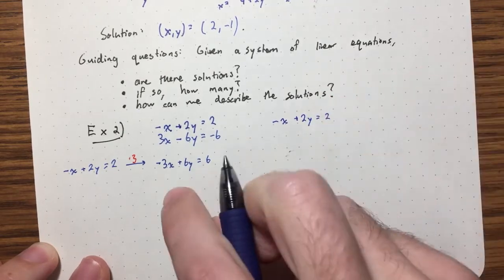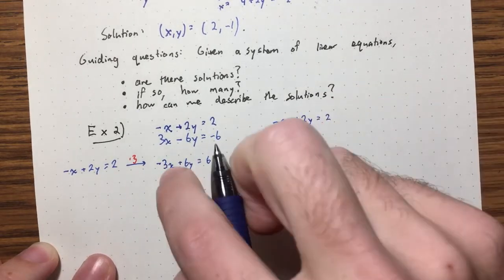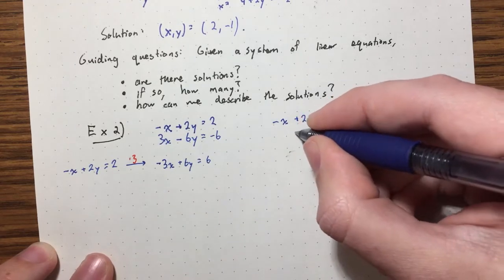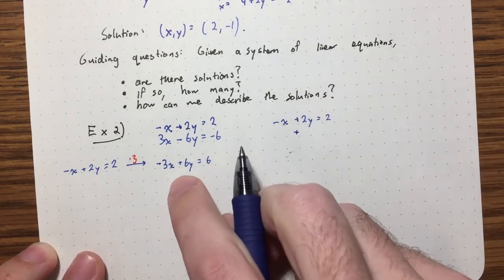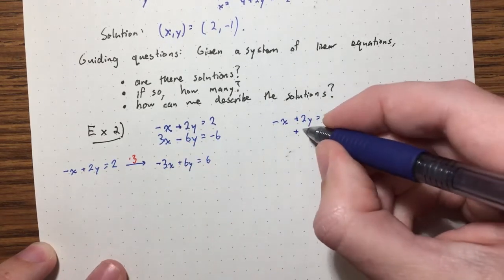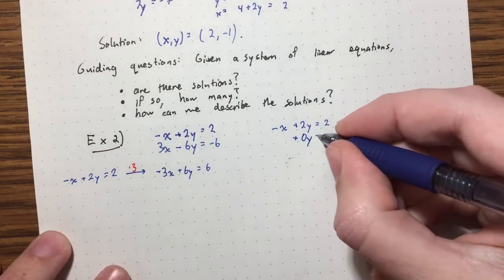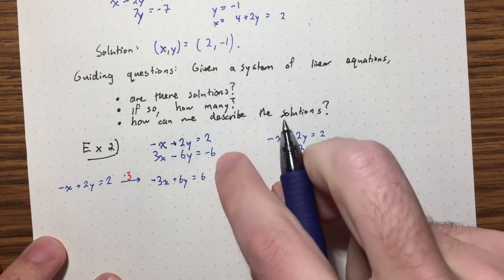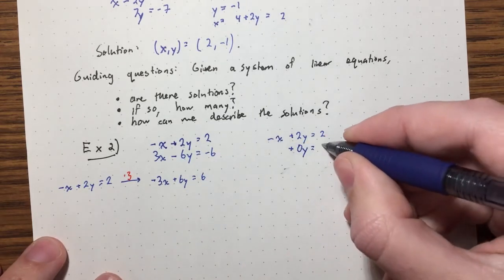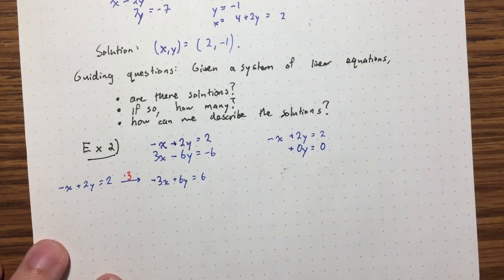First one stays the same. I'm adding this to the second one, and the x's cancel, so I'll just get nothing there. But now I have 6y minus 6y. This becomes a 0y. That didn't happen in the first one. And what do I get on this side? Remember, I'm adding this one to that one. I get a 0. So 0y equals 0 is my second equation.